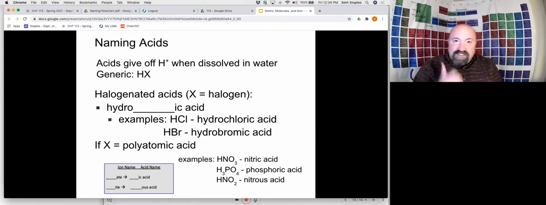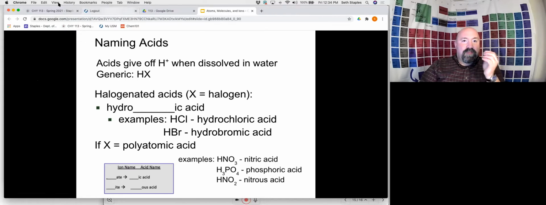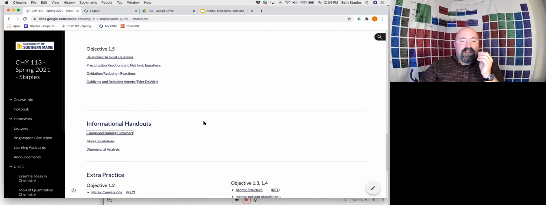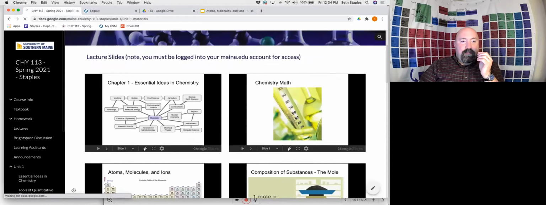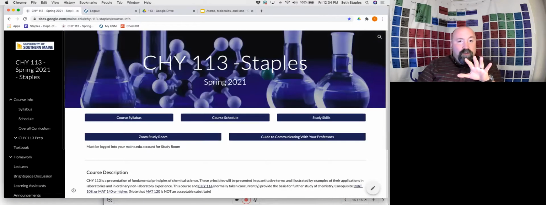And so the last thing that I just want to show you today, because I know there's a lot of various information, especially when we get to the naming rules, because it's so very specific, the type of rule that we use for the type of compound we have. And so what I've put together is a flow chart that you can use.